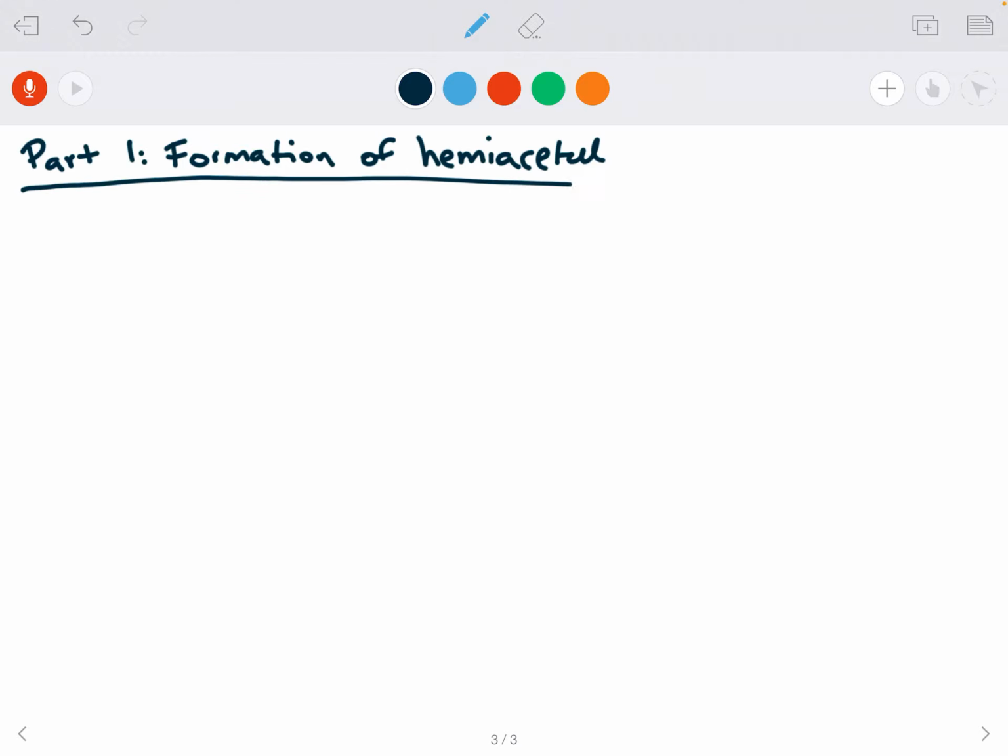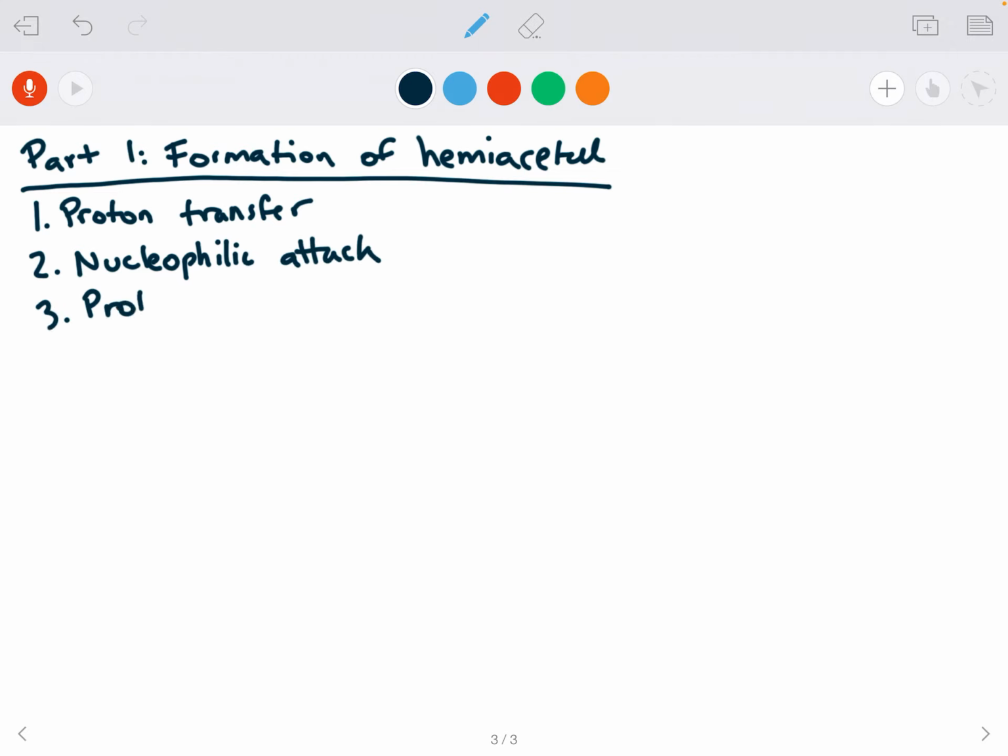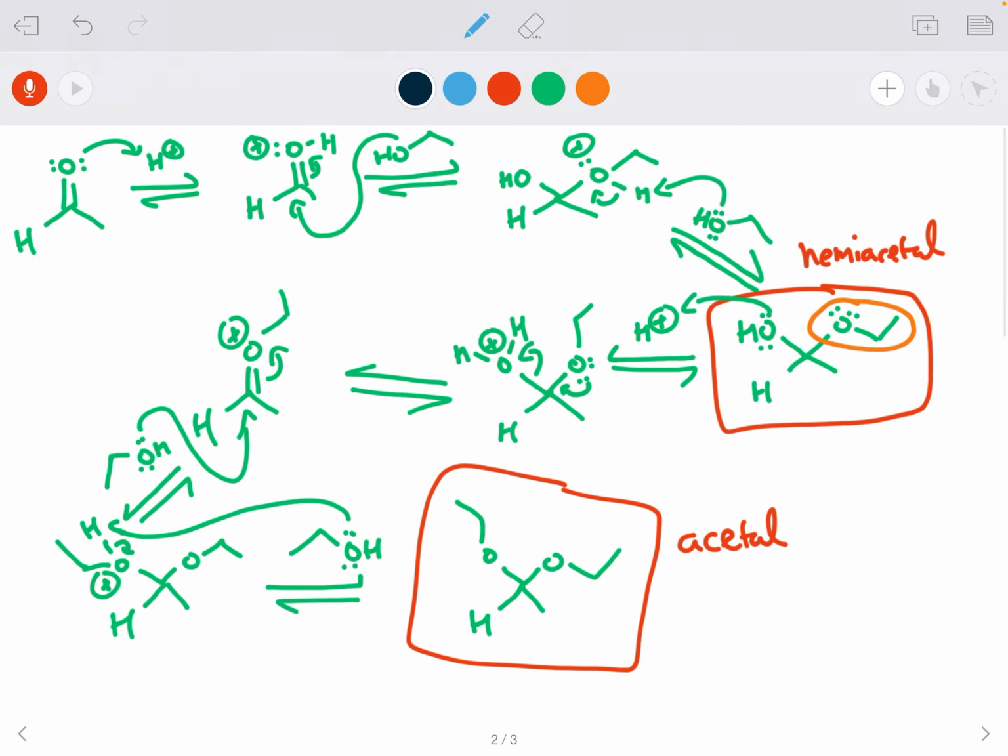There are 3 steps in part 1. Right, we have a proton transfer. Step 2 is nucleophilic attack. And then step 3 is another proton transfer. Right, so step 1, proton transfer. Step 2, nucleophilic attack. Step 3, proton transfer. And then we form our hemiacetal.